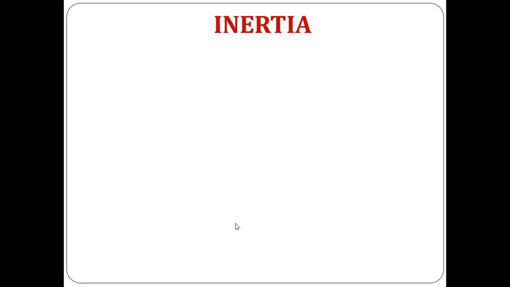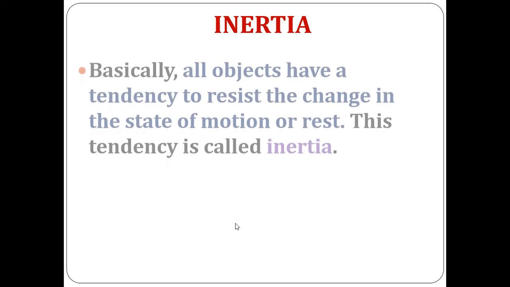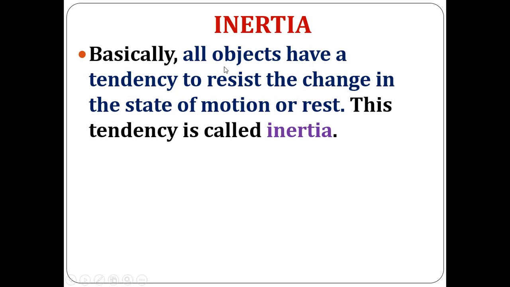Now, let's see what is meant by inertia. We have seen that Newton's first law is called the law of inertia. So what is meant by the word inertia? All objects have the tendency, the ability, to resist the change in the state of motion or rest. The tendency of a body to resist the change in the state of motion or rest is called inertia. For example, you are standing in the bus and the brake is applied, so you hold your hands tightly in the bus so that you will not fall. That is the resistance applied by our body to balance itself when there is a change in the state of motion.